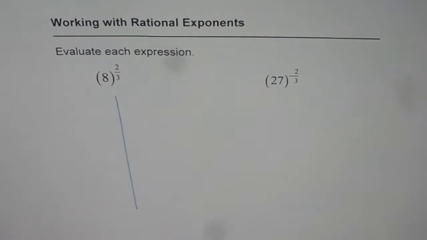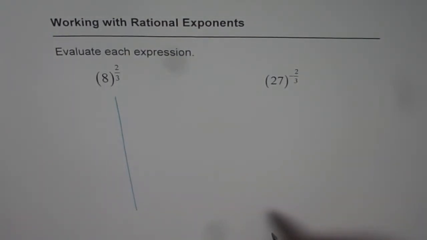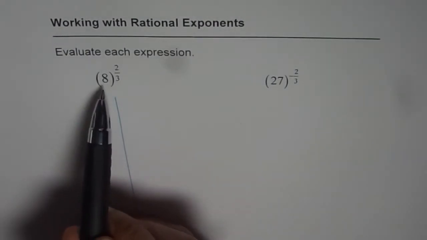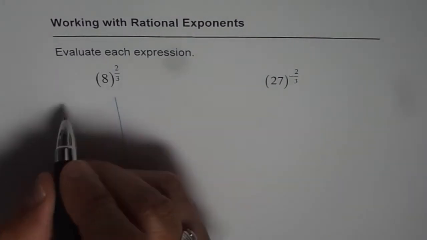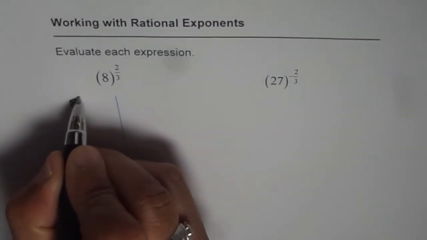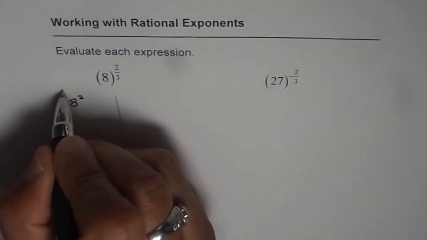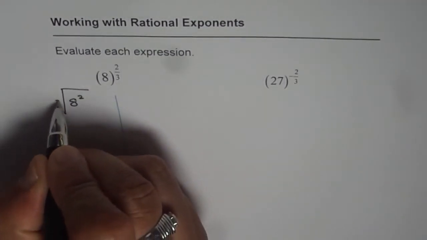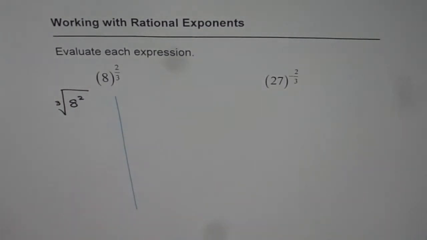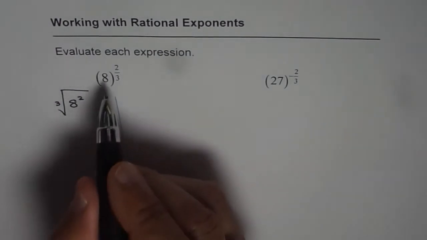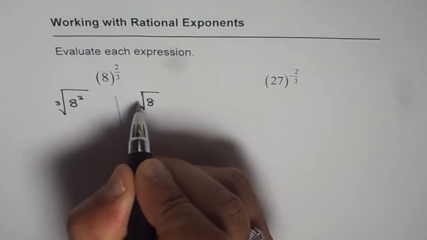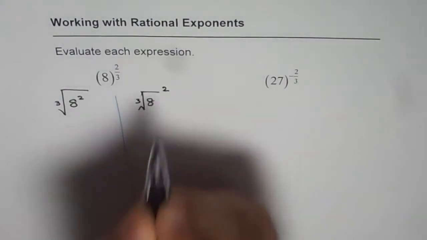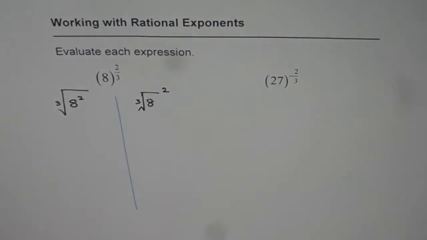I'm just drawing a line here to show you two different ways of solving this. What we can do is first square 8 and then cube root it. That is the first method. The second method could be that we first do the cube root of 8 and then square it. So either way, we get the same answer.